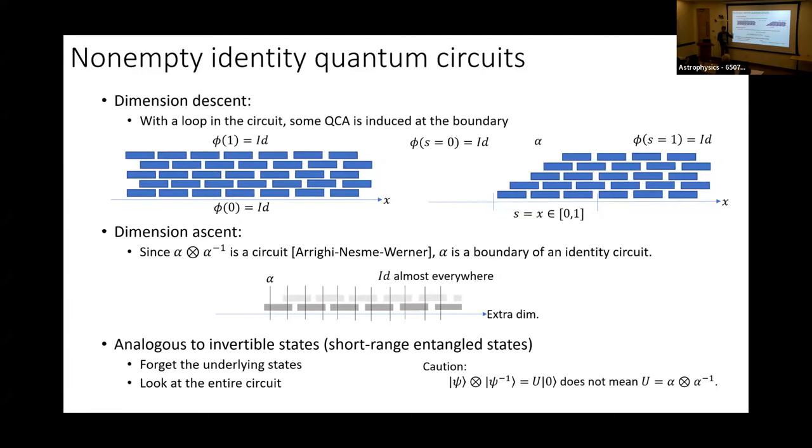You can actually go the other way. Given a locality preserving unitary, a QCA alpha, you bring another copy of the same system and consider the alpha tensor inverse. On one sheet you apply alpha, on the other sheet you apply the inverse. And it is well known from 2007 or so by these people that the joint tensor product is always a circuit. By the way, I didn't tell you beforehand that a locality preserving unitary is necessarily a constant depth circuit.